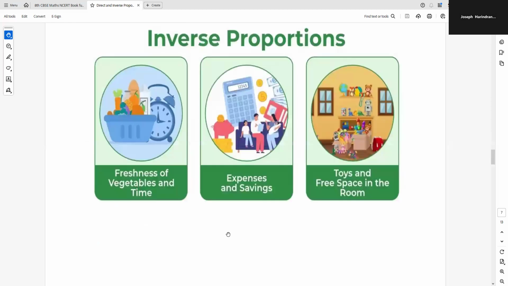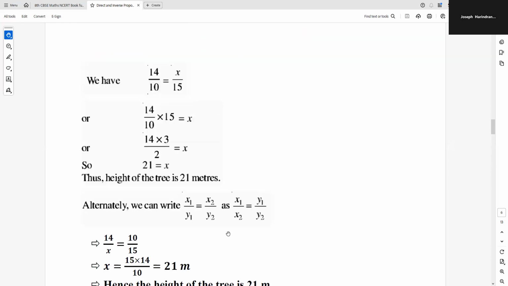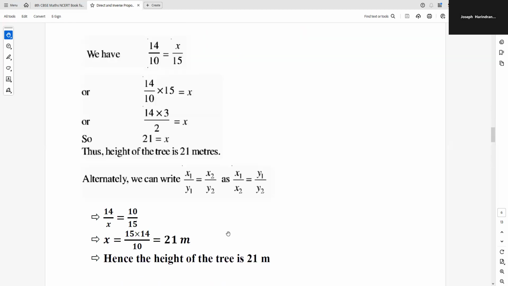Therefore, we have concluded that this is one example of direct proportion. There are other examples in the textbook. You can go through them. We will also allot one more session for a doubt clearing session, where some questions from the exercises can be solved.